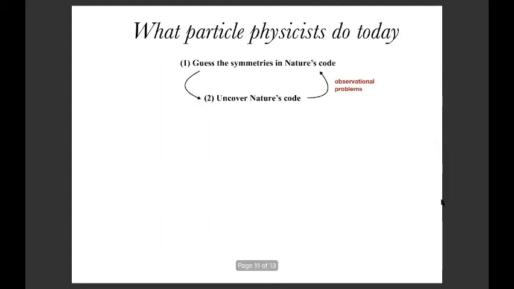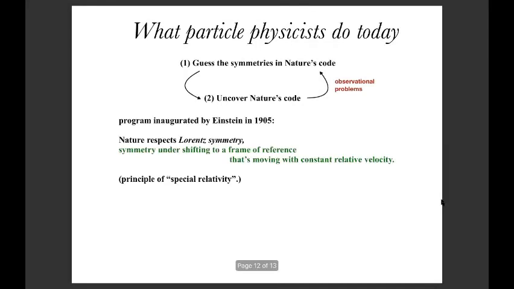Now, that brings me to what particle physicists like me do today for our living. Okay, it just comes down to this. This is a very accurate statement. What we do is to guess the symmetries in nature's code, and using that guess, try to uncover what this code is. And when we do that, often we find that this code is inconsistent with the observations of physical phenomena around us. And so the way we try to solve that is to guess even deeper symmetries in the core of nature. Okay, and so we're just trying to uncover as many symmetries as possible in nature, and that way try to understand why the physical world looks the way it is.